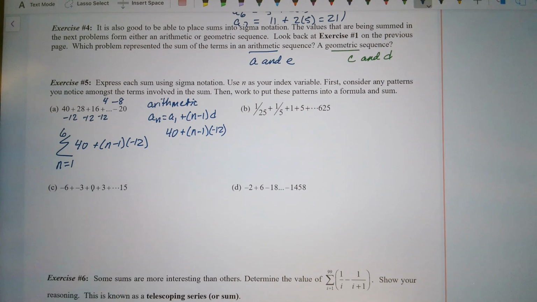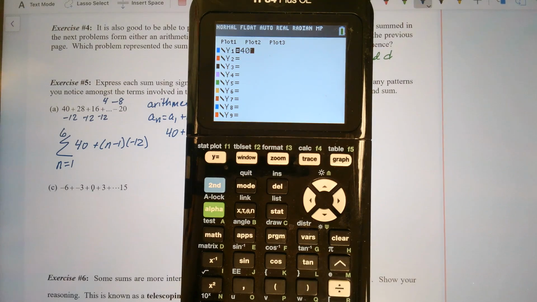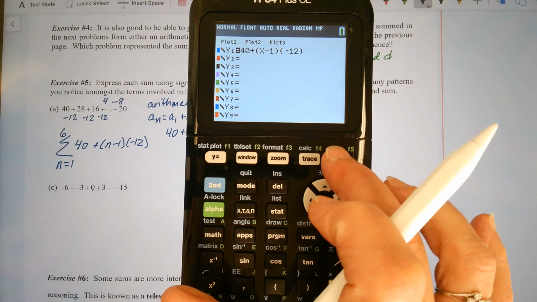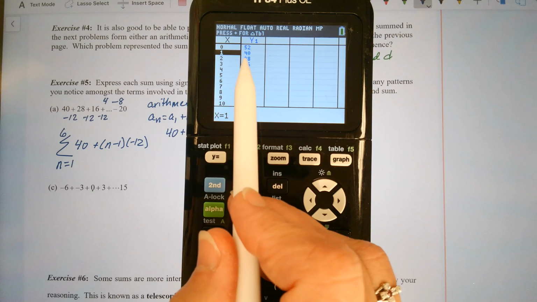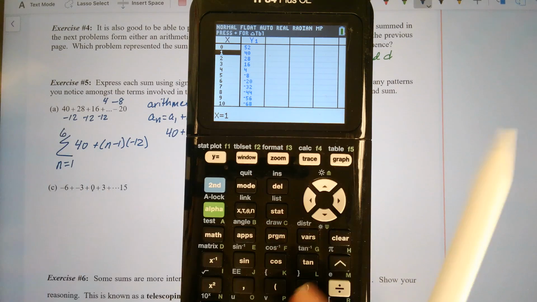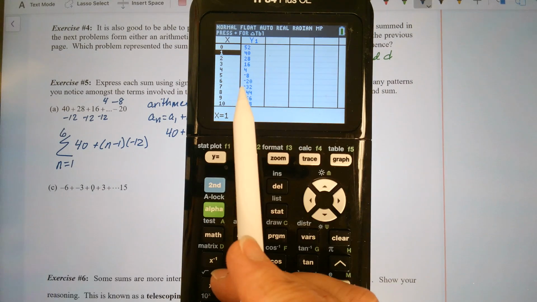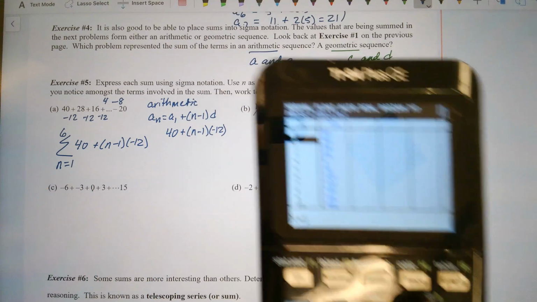Now we can always check this on the calculator. If I go to y equals, put in 40 plus parentheses x minus 1, close parentheses, parentheses, -12. And now look at my table of values. So an input of 1, the output is 40. And the input of, let's try the last one we said with 6, all right, is -20. So we know that this expression is correct.